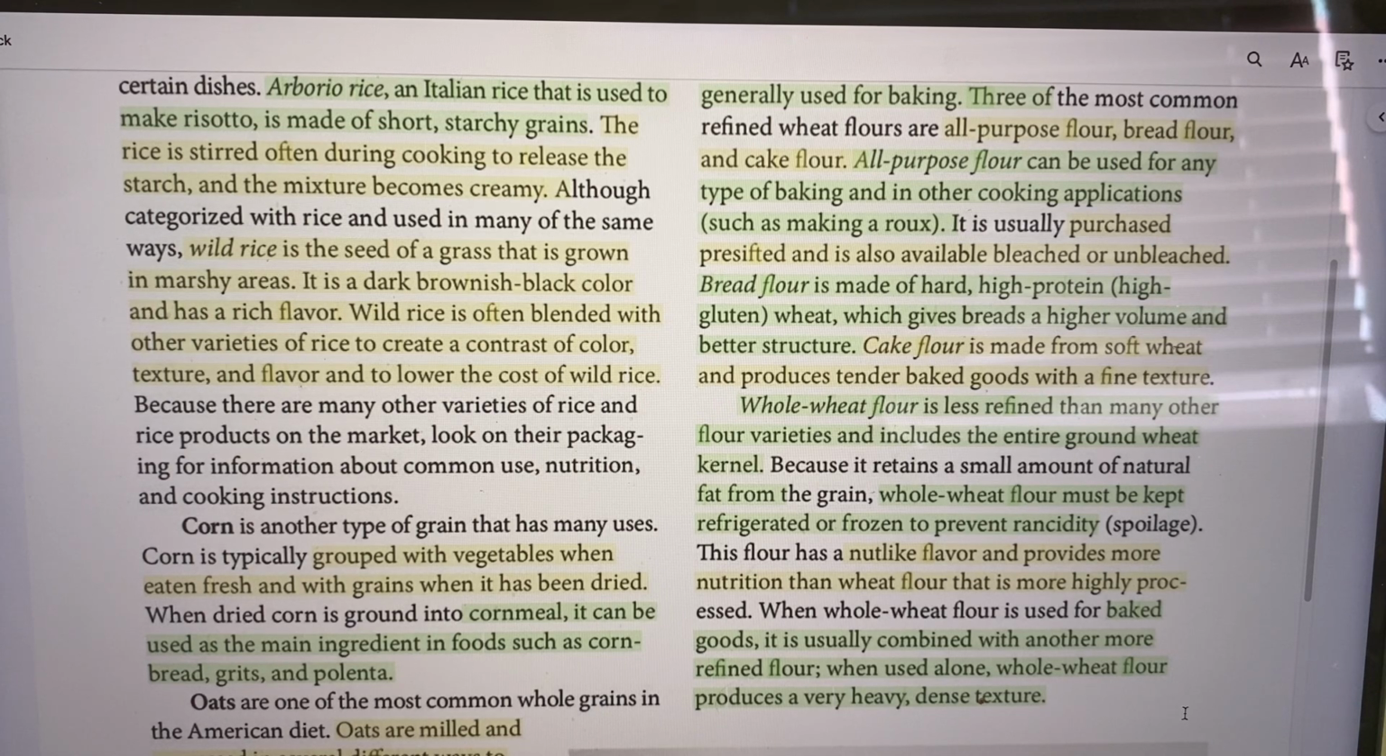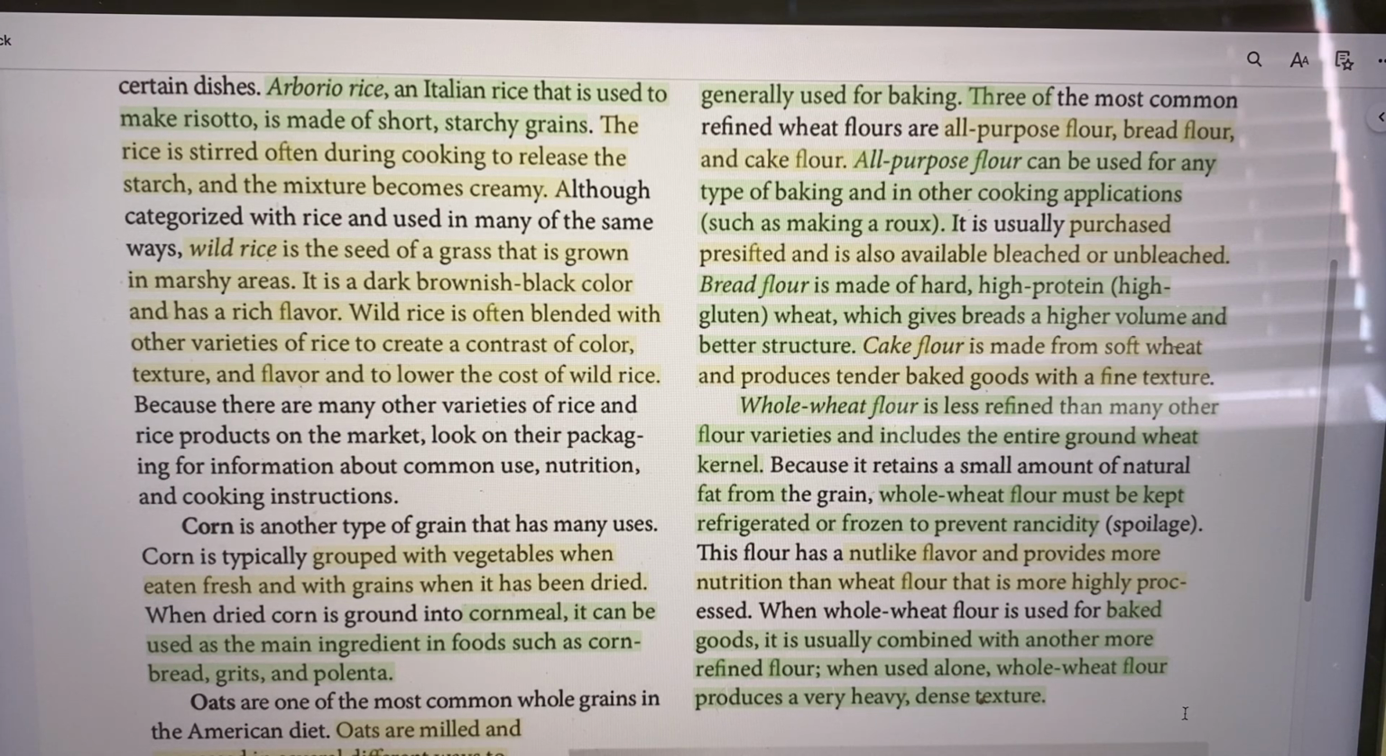Because whole wheat flour retains a small amount of natural fat from the grain, it must be kept refrigerated or frozen to prevent it from becoming rancid or spoiled. So when you have whole wheat flour, you have to keep it in the refrigerator. This flour has a nut-like flavor, as other whole wheat products do, and provides more nutrition. It is not highly processed, as others are.